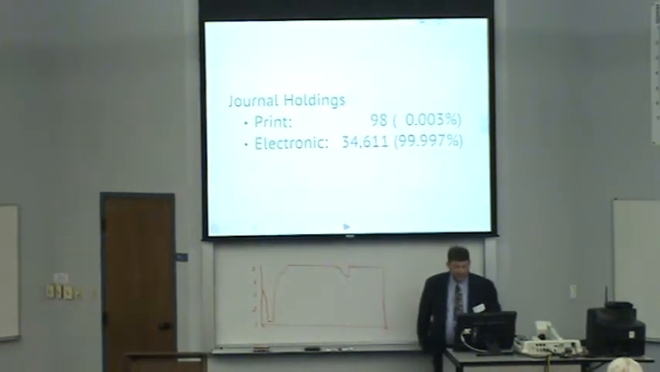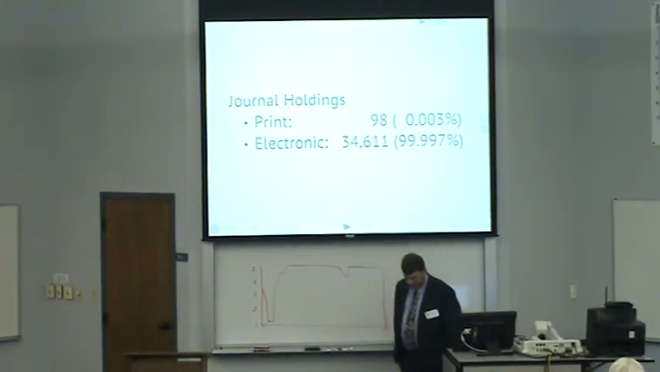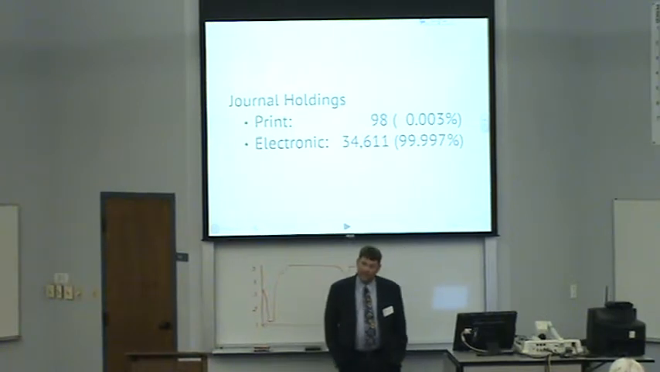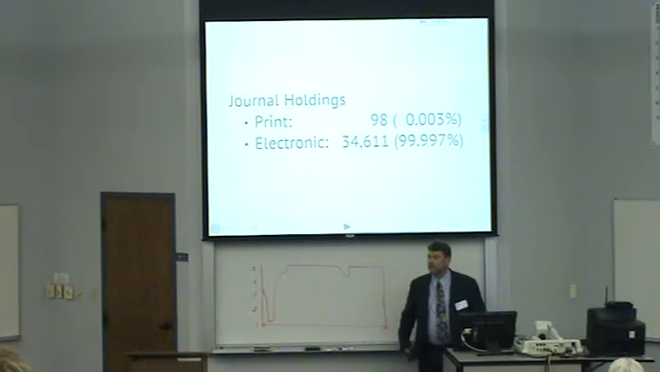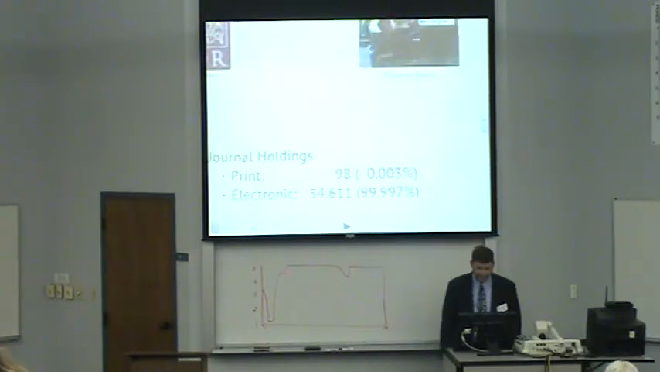Right now, what you can see is 99.997% of our journal holdings are in electronic format. That means we have very little in print, and that will be the ongoing trend.